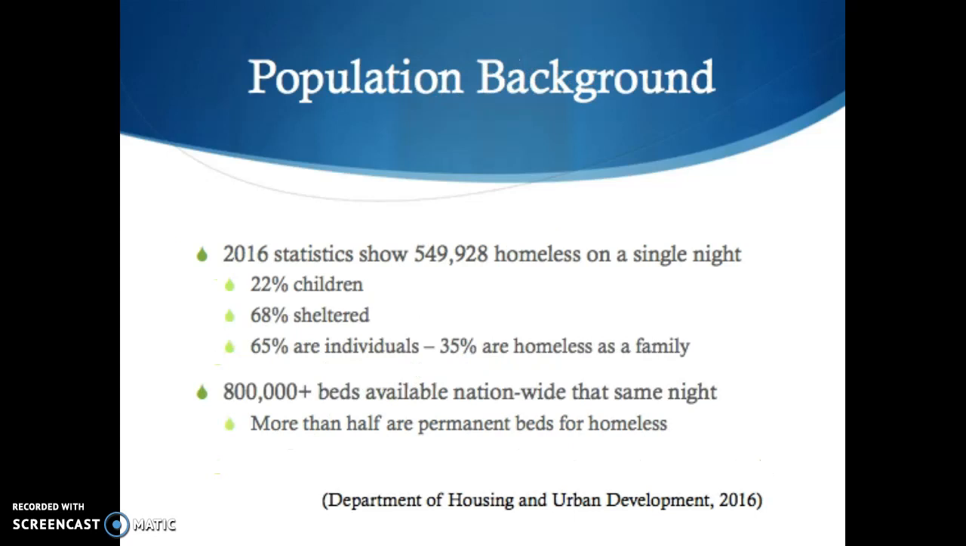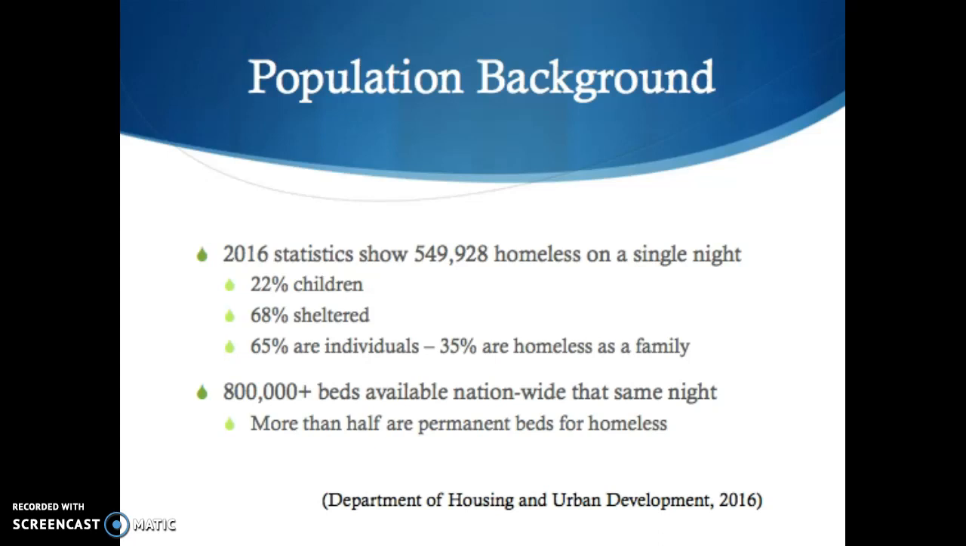So looking at a background of the population itself, we have some information from HUD, the Department of Housing and Urban Development, that shows just over about 500,000 homeless on one single night in January 2016. What they did was they took a whole study and looked at what the homeless population was across the country in all the states on one given night, just to get a snapshot view of that. 22% or so of those individuals were children. The remainder were all adults, obviously.